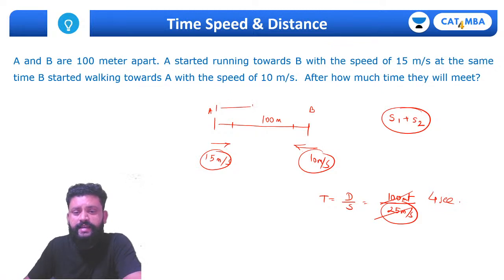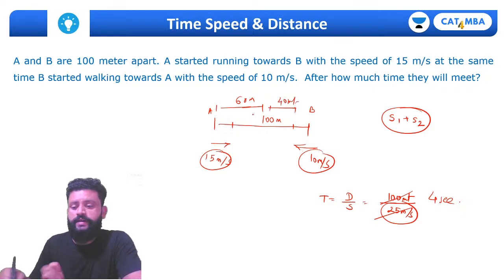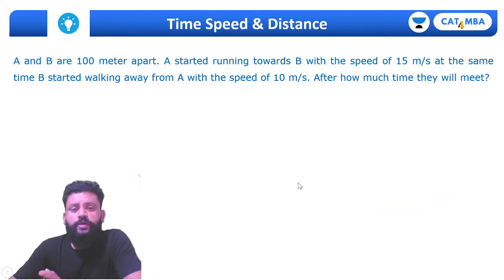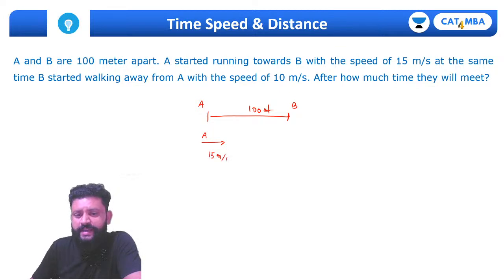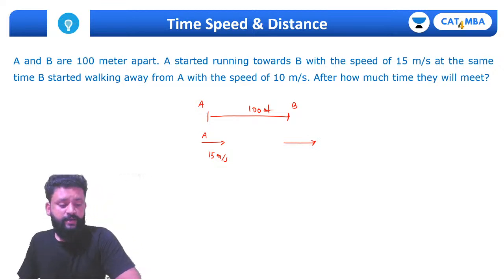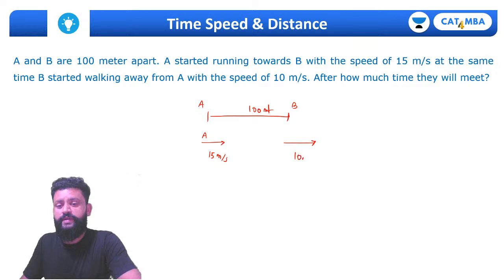So in 4 seconds A will travel 60 meters and B will travel the remaining distance, that is 40 meters, right? So if we talk about the next example, let's say A and B are 100 meters apart, and A is running towards B with a speed of 15 meters per second, and B is running away. At the same time, B started running away from A with the speed of 10 meters per second.